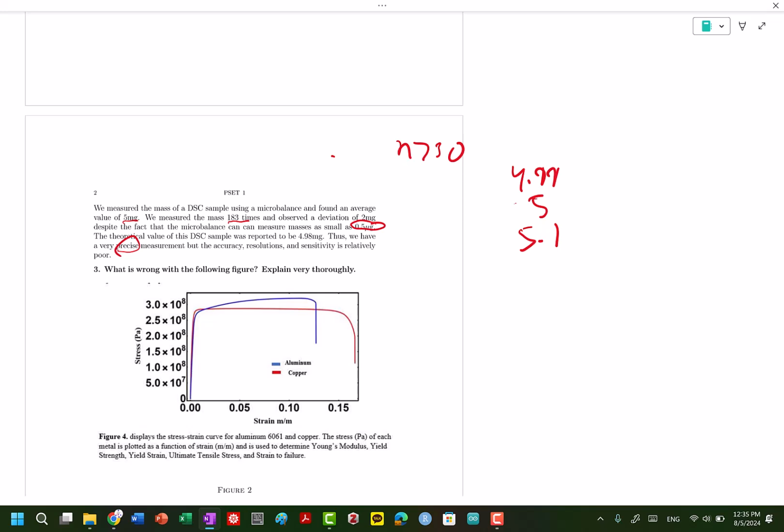The accuracy is okay because the average is this and the theoretical value supposedly is this. So we're actually okay on accuracy. We have very, very poor precision, and then we have very, very high sensitivity and resolution.